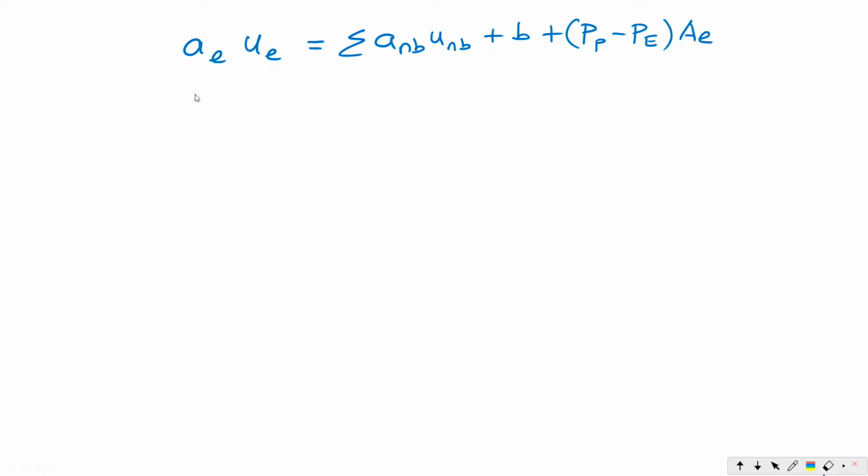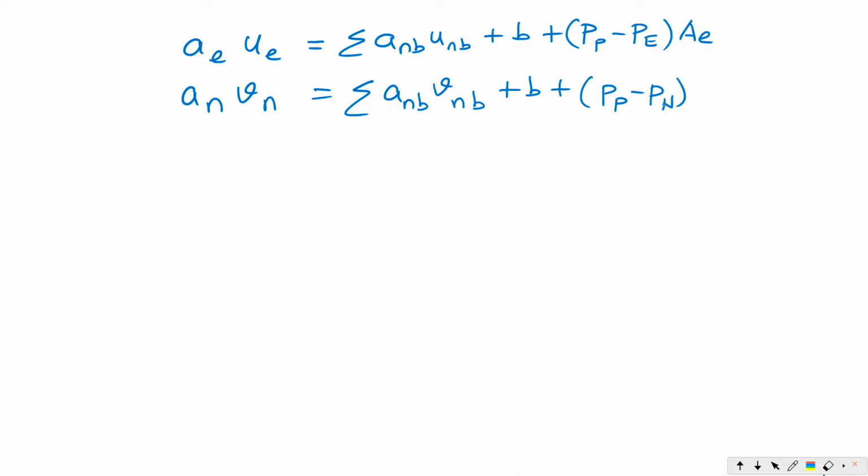So it will become AN VN, where V is the velocity along the y direction. So AN VN is equal to sigma of ANB VNB plus B plus PP minus PN, because that V control volume has the nodes P and N. So we will end up with PP minus PN of AN. This AN is the area of the corresponding V control volume; it is some coefficients, some numbers.